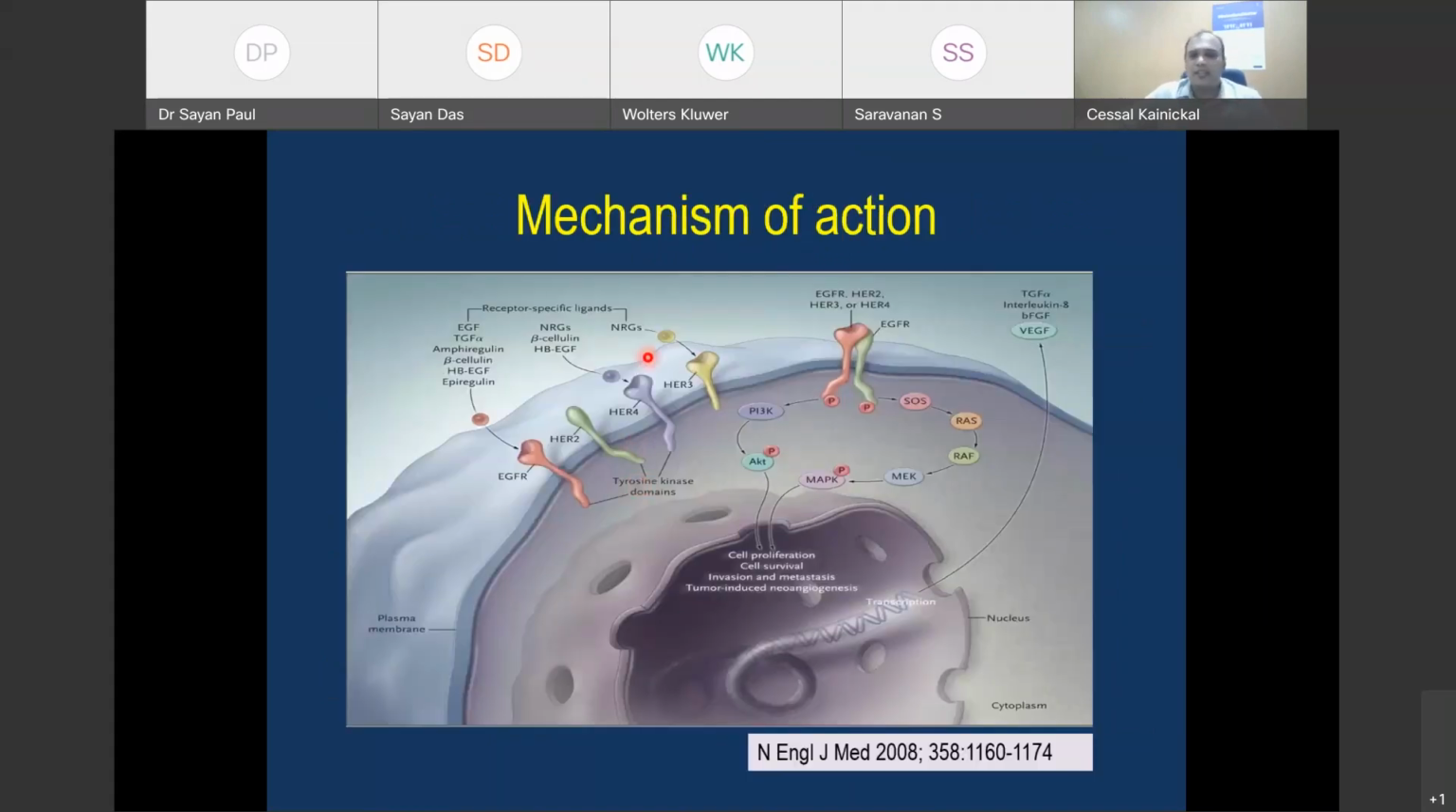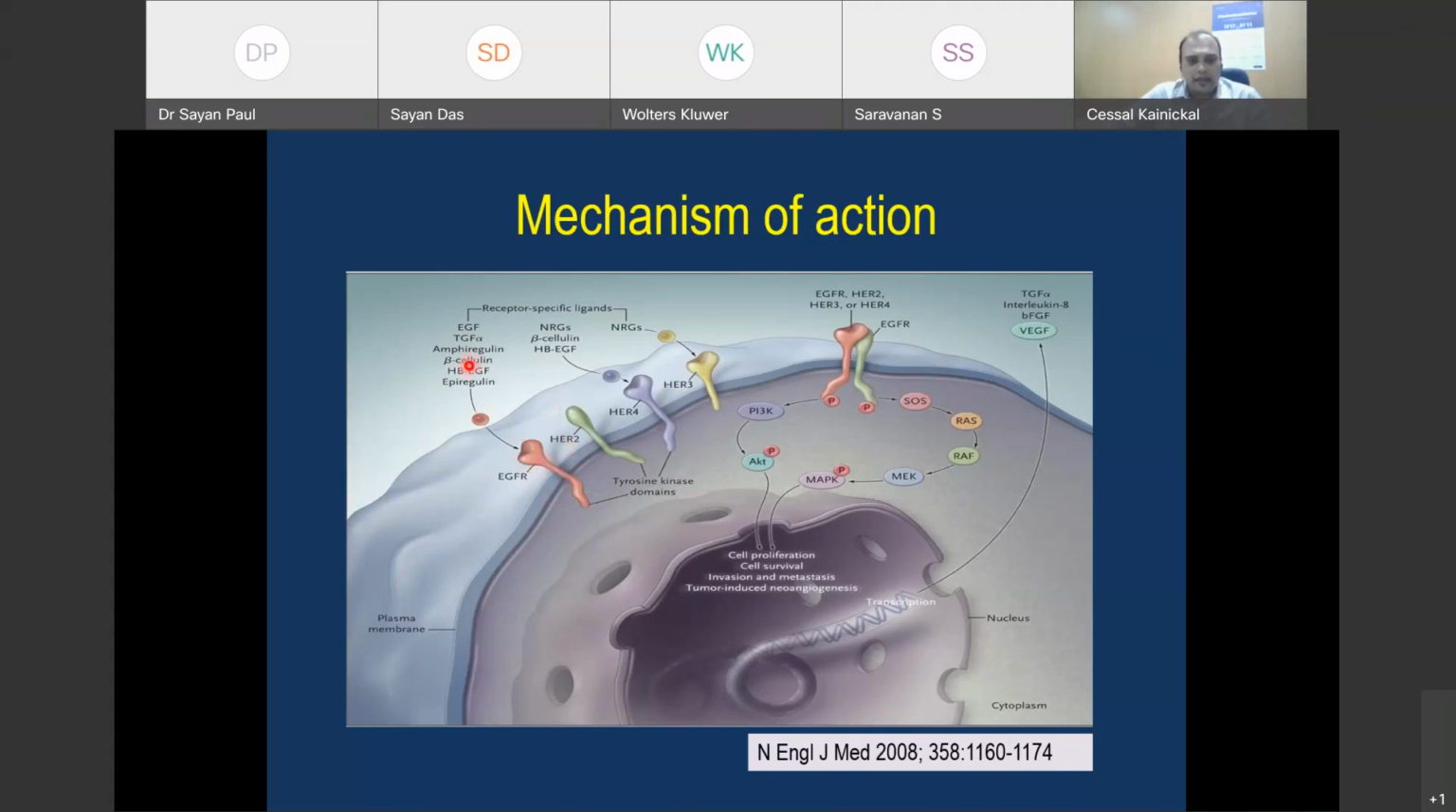So coming to the anti-EGFR therapy, first the EGFR, that is the epidermal growth factor receptor, is expressed in 80 to 90% of head and neck squamous cell carcinoma. It has an extracellular domain and an intracellular domain. First I will discuss how the EGFR pathway is activated, then I will discuss the mechanism of action of anti-EGFR agents.